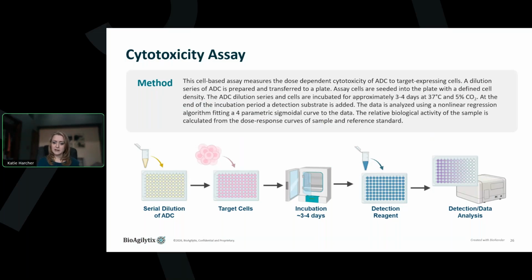The data was then analyzed by using nonlinear regression, where a 4-parameter logistic curve was fit to both a reference standard and a sample, and then comparisons of the dose response curves for the reference and the sample allowed determination of the relative biological activity of the samples.